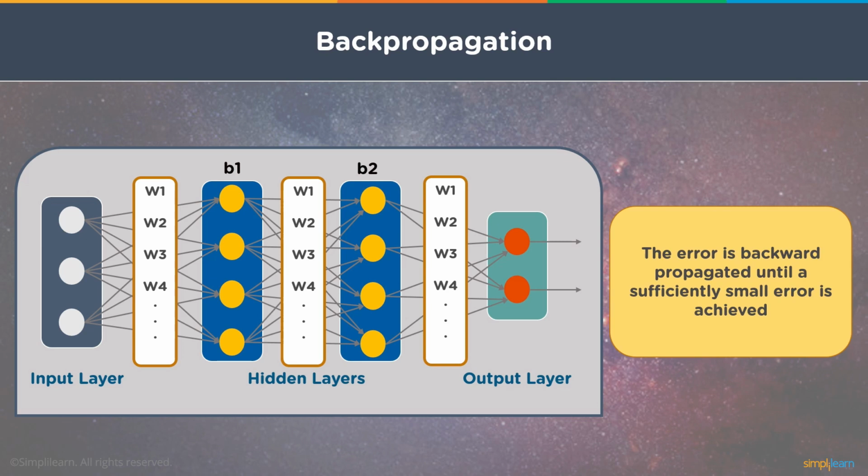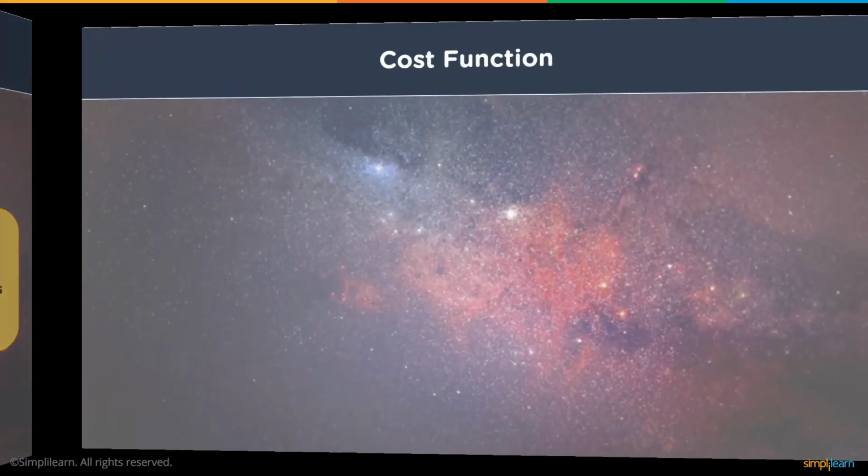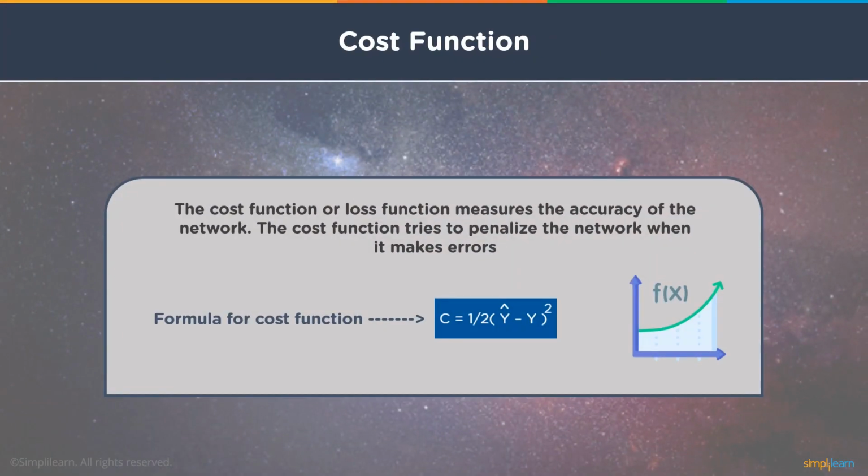And again, that's what we're talking about. We're trying to minimize the error. So we get to a point where that error really isn't changing anymore. You just have the same error coming out. And there's other ways to weight that error too. The cost function or loss function measures the accuracy of the network. The cost function tries to penalize the network when it makes errors.